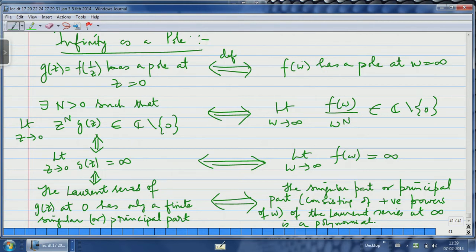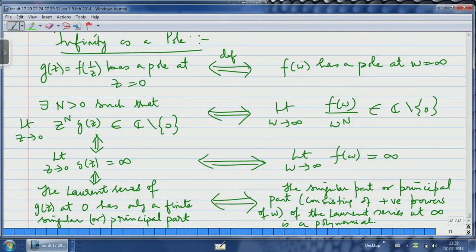So the constant term, which is the coefficient of the zeroth power of the variable, and the other terms which involve the negative powers of the variable, powers of 1 by W, form the analytic part at infinity. And the positive powers of the variable form the singular part at infinity, and that has to have only finitely many terms, which means that it has to be a polynomial, a polynomial with constant term 0. And of course the degree of that polynomial will be the degree of the pole.